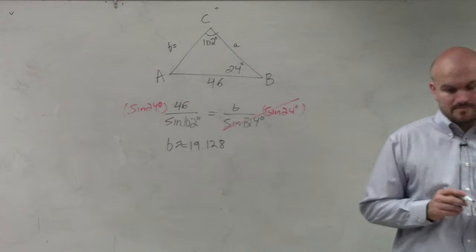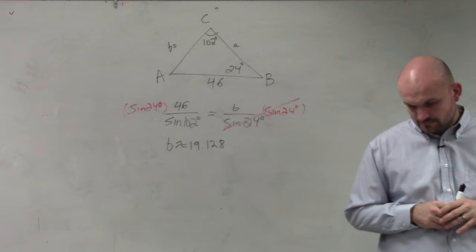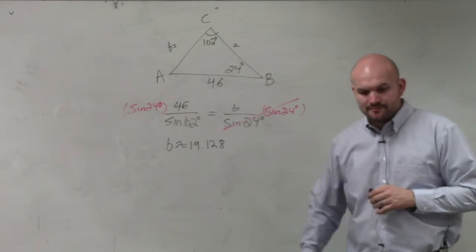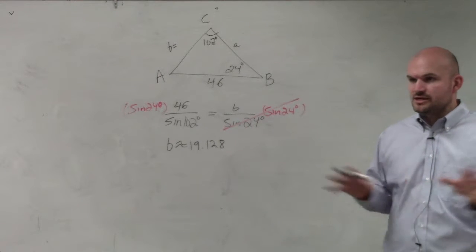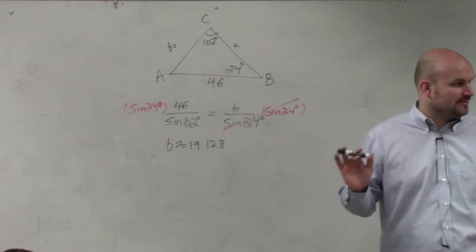It's sine of 24 times 46. Yep. I got 18.7. Then divide by sine of 102. Is everybody OK? If you're not, come and see me, and I'll be more than happy to help you out with that. OK?